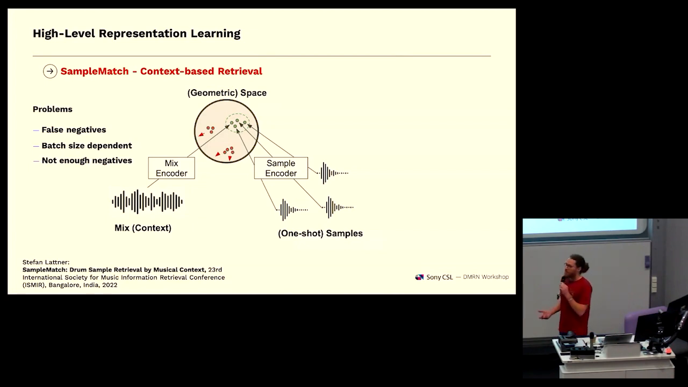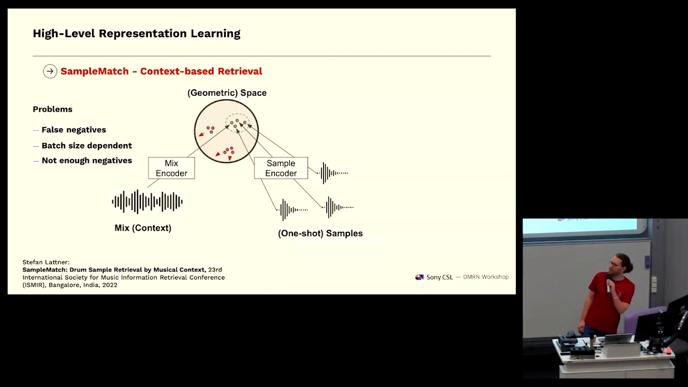But with contrastive learning, in general, you have specific problems. First, you get some false negatives, because there could be samples that fit your mix, but they just didn't happen to be included in your mix, in your data set. So you also push away samples that actually would fit your mix very well. And also it's batch size dependent, because you always push away only negatives in your batch. So that's also a bit of a problem. And you never have enough negatives.